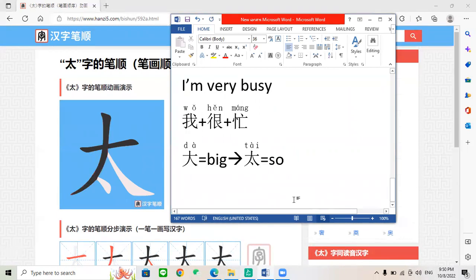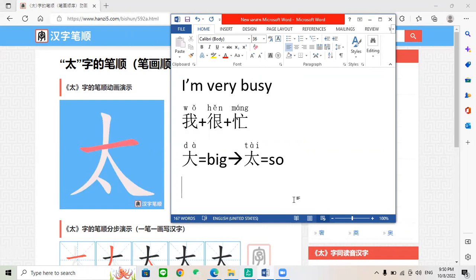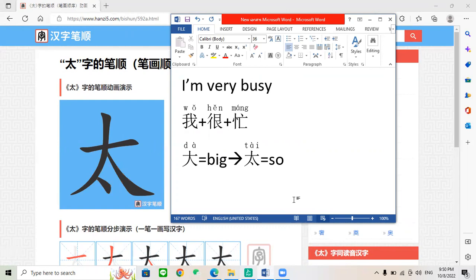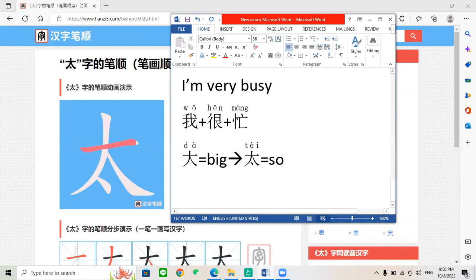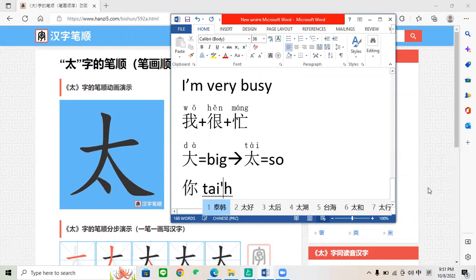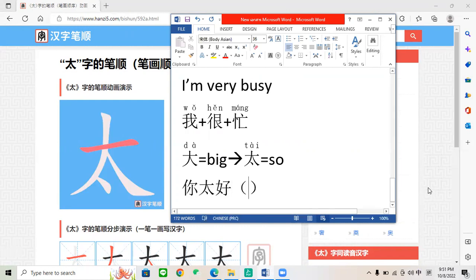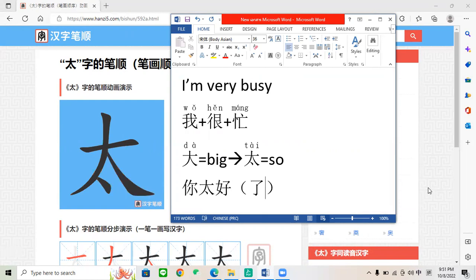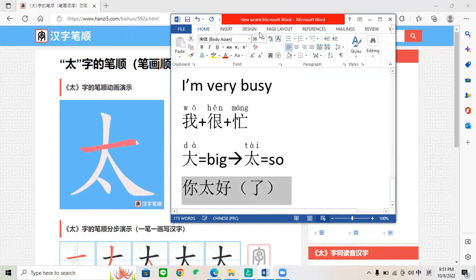你好, 你 means you, 好 means good. How about you are so good? You are so good. 你太好. Usually we put a 了. Okay, 你太好, right? 你太好 is you are so good. Usually we will put a 了. 了 is like a particle at the end of the sentence. 你太好了, right? 你太好了. Okay.